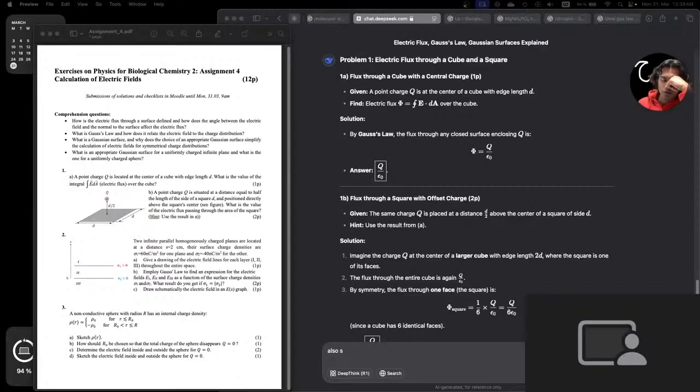Inside a square. It should be, yeah, that's the multiplication. For the cube, it's divided by 6 times. The square is one of its faces. The flux through the entire cube is again q by e0.